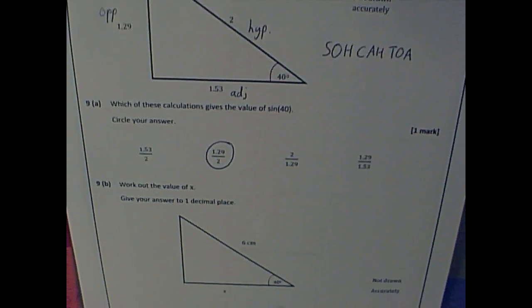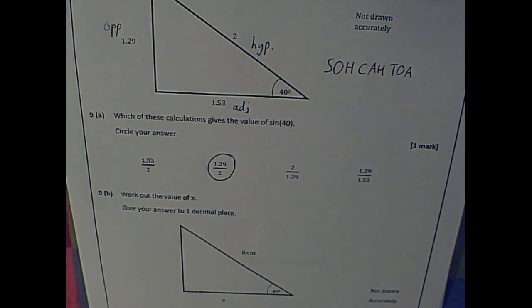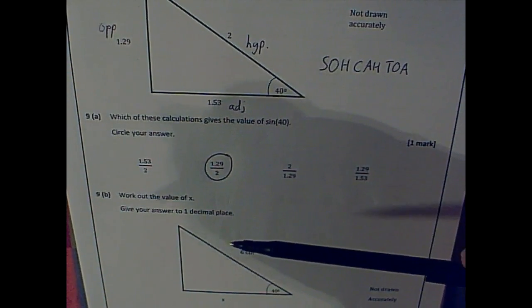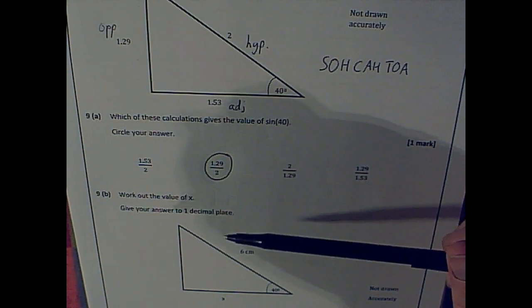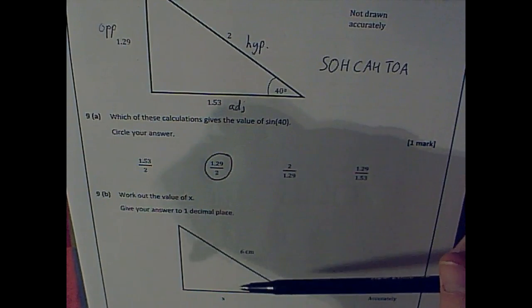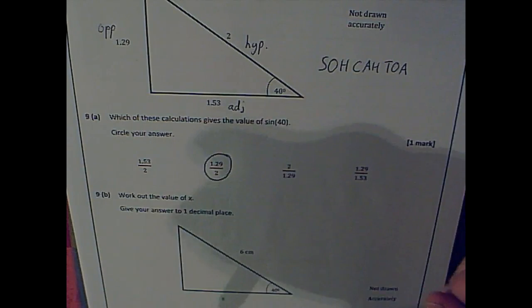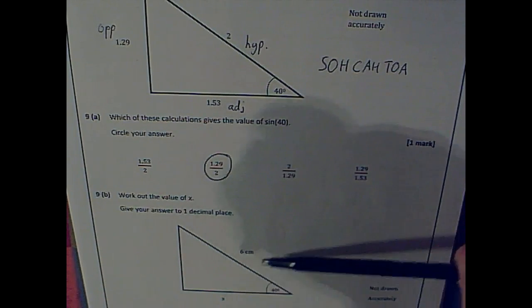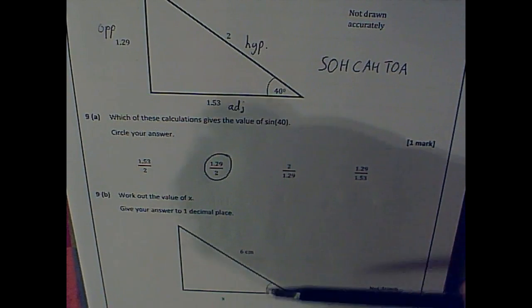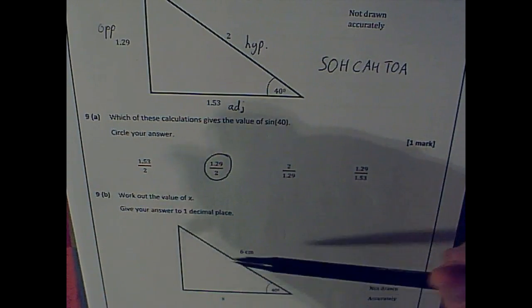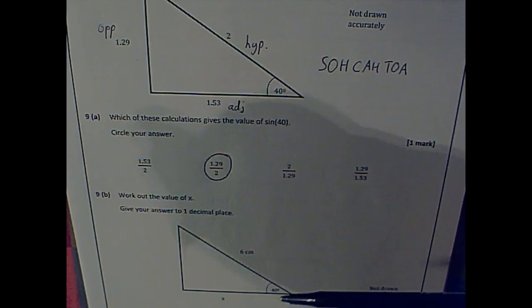Now 9b, where people went wrong with this question, let's have a look. Work out the value of x. Give your answer to one decimal place. They didn't know what to do here. They might know how to work this side out using trigonometry, but they think that they haven't got a calculator, so how to do it.